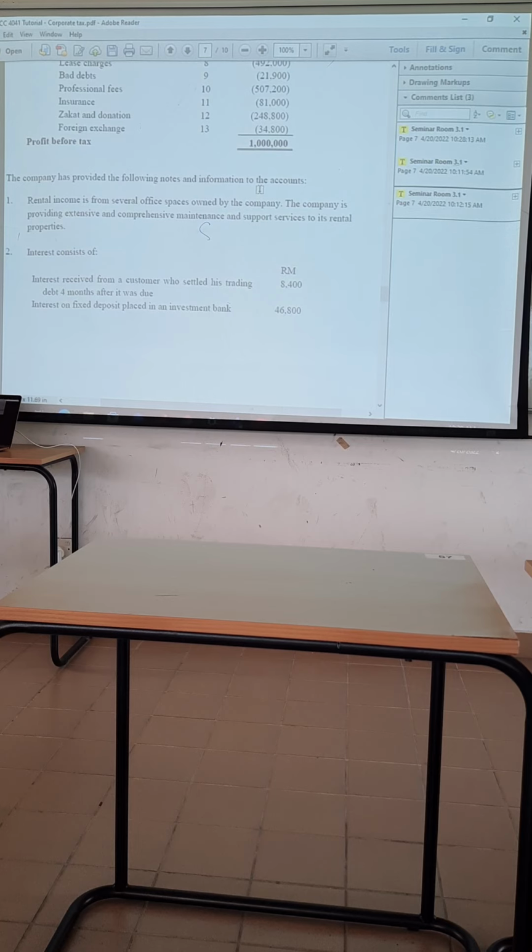So that, alright, number 2, so you have your interest income. So interest income here, alright, it says that you have 2 lines here. 2 items are the interest income. So you have to show the 2 items in your answer. Because the first one says that interest received from a customer who settled trading debt 4 months after it was due. So then you have to decide this interest received from a customer, should it be part of 4A or should it be part of 4C?